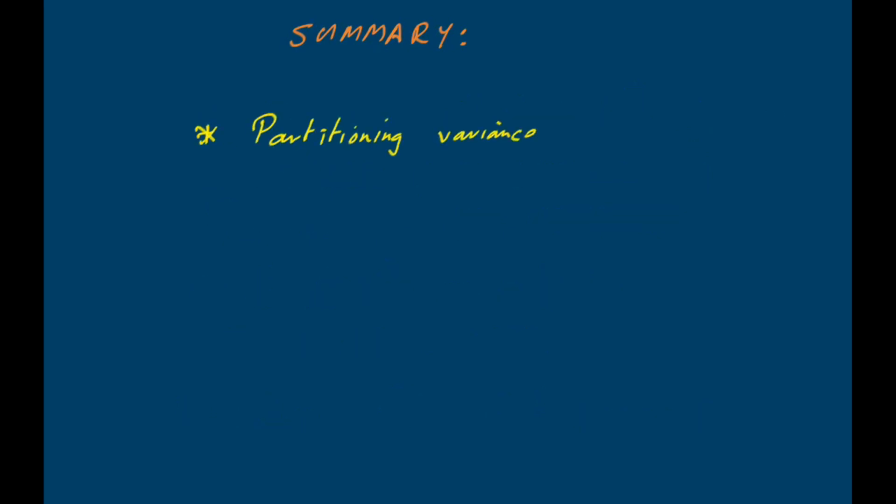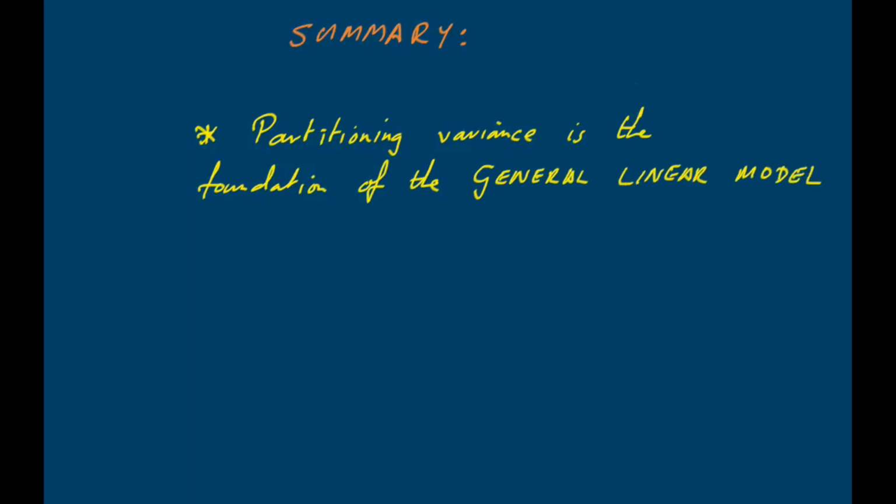We've mentioned that partitioning variance is important in a lot of different analyses. Probably the single most important technique in statistics is the general linear model. Things like linear regression and analysis of variance are just components of the general linear model, and partitioning variance is the most important foundation of the general linear model. So if we're going to understand the general linear model, we need to understand partitioning variance.